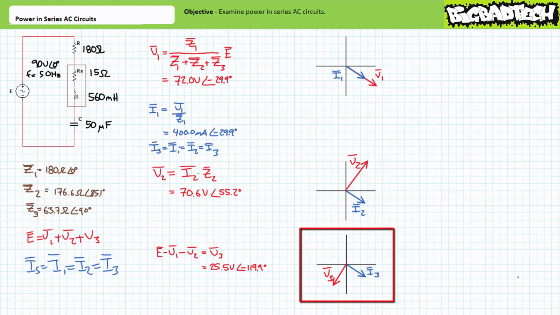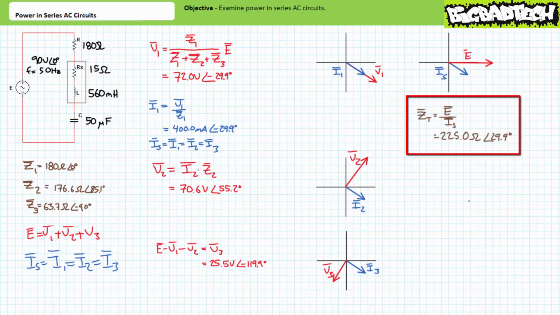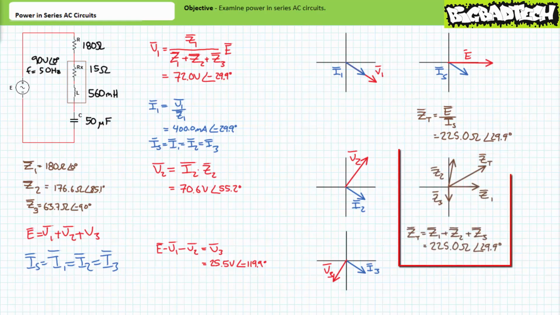Despite the use of this external absolute reference, current through the third element appears to lead voltage across it by a perfect 90 degrees. Finally, the phasor diagram for the entire circuit illustrates source current appears to be lagging supply voltage by approximately 29.9 degrees. As a means of checking our work, an Ohm's law manipulation of source voltage and source current, solving for impedance, implies that our total impedance has a value of 225.0 ohms at an angle of 29.9 degrees. Summating the individual impedances Z1 plus Z2 plus Z3 yields this identical value.